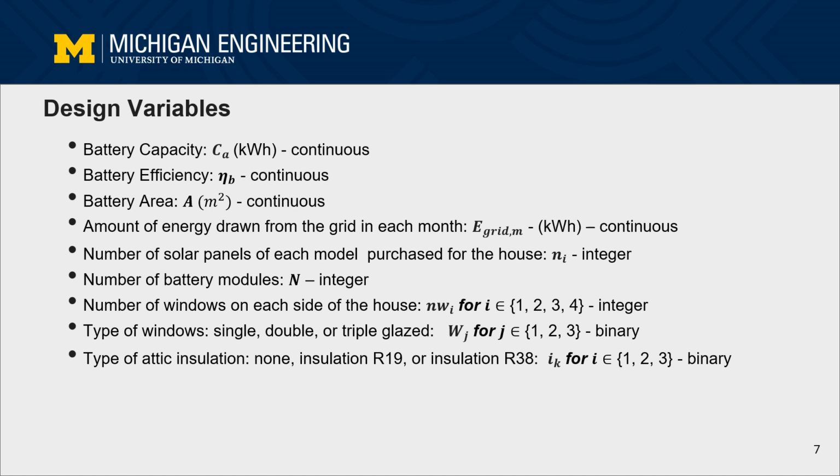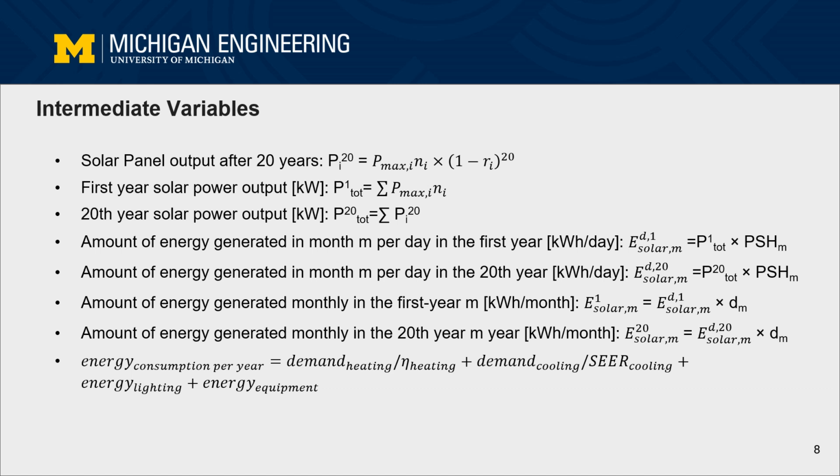For the design variables, we have battery capacity, battery efficiency, battery area, and the amount of energy drawn from the grid in each month as continuous variables; the number of solar panels for each model, the number of battery modules, and the number of windows on each side of the house as integer variables; and the type of window and the type of insulation for the house as binary variables. The intermediate variables are mostly computed to represent the amount of energy generated in a certain month or a certain year to satisfy some of the constraints.